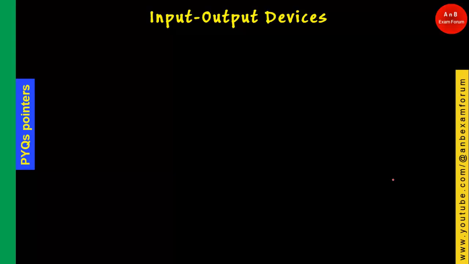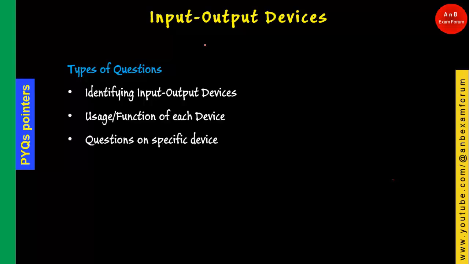The next topic is input and output devices. This is a very important topic in computer awareness, and in this topic these types of questions can be asked in your exam. The first one is identifying input and output devices. The second one is the usage or function of each device, and the third one is questions on a specific device.